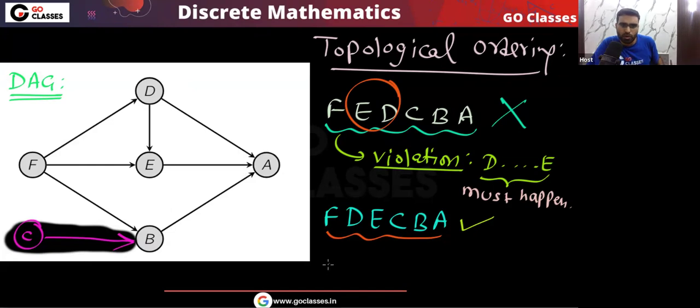Let me give you another topological order. For example, I can start with F, then I can take C, then I can take D, then B, then E, A.